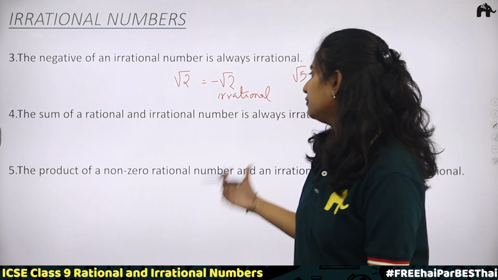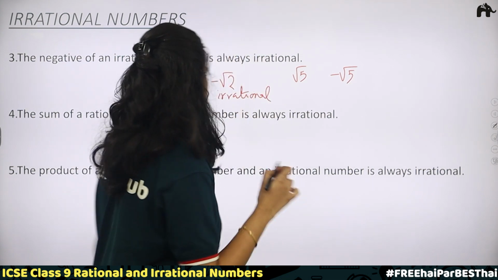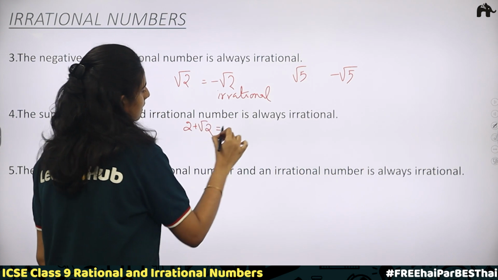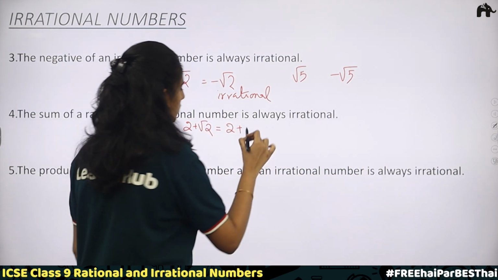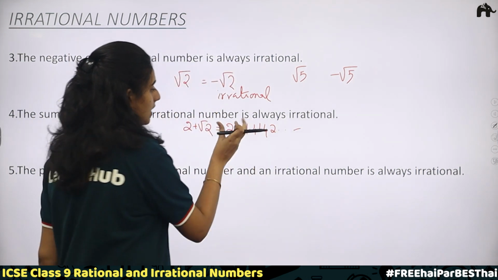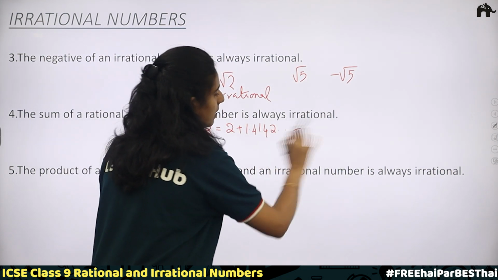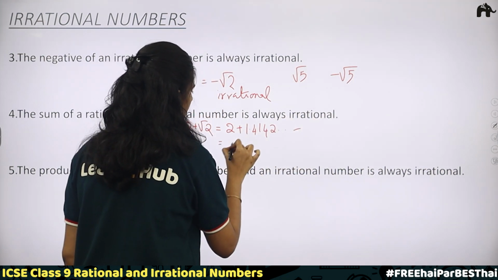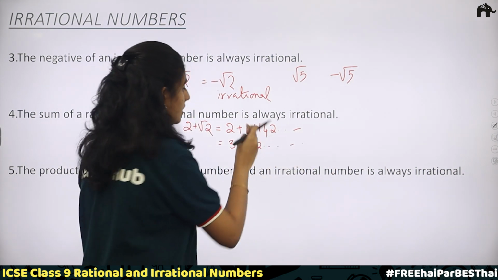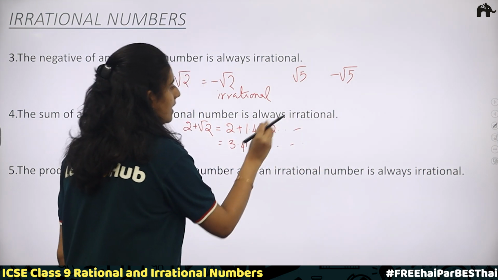Next, property 4: the sum of a rational and an irrational number is always irrational. For example, 2 plus root 2. 2 plus root 2 is equal to 1.4142, etc. Here, what is happening? We are adding this 2 to this 1, and the decimal part will remain the same. When you add this, you will get 3.4142, etc. The decimal part is non-terminating, non-repeating. Therefore you will again get an irrational number.